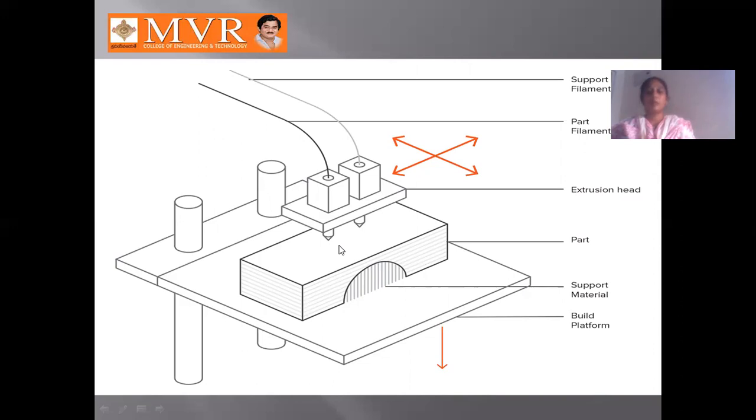In the layout of this diagram, the main parts are, first, a support material to build a platform. In that support material, a part should be fixed, and the extrusion head will also be attached. The part filament and the support filament can be easily identified. The support filament will be extruded throughout the part filament, and the extrusion head will be attached to the table.